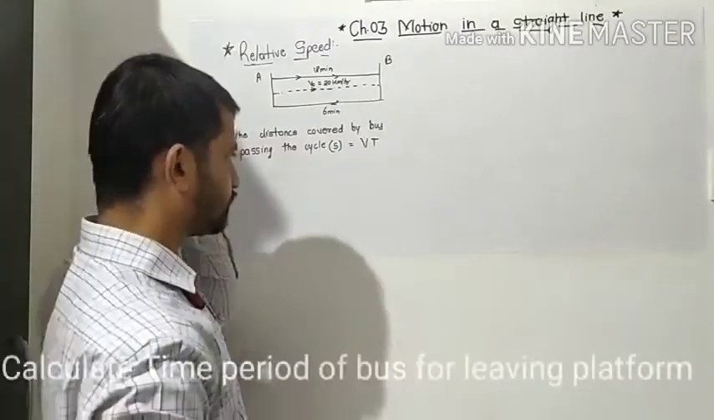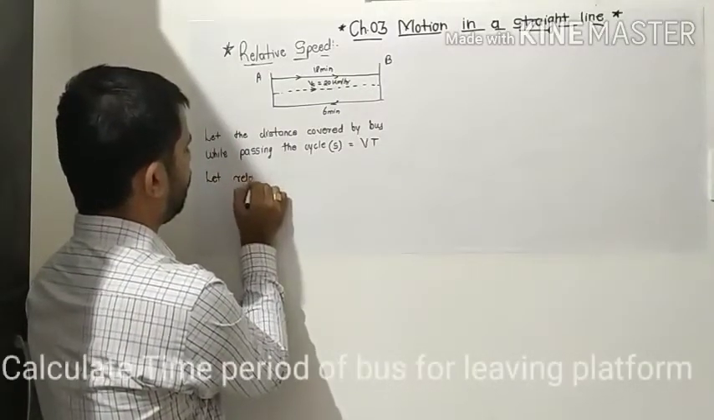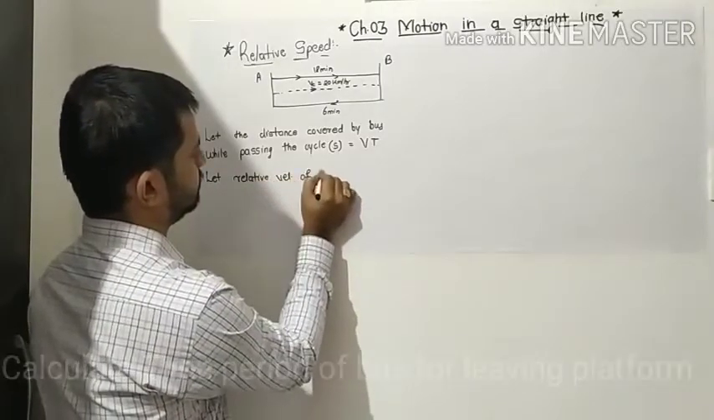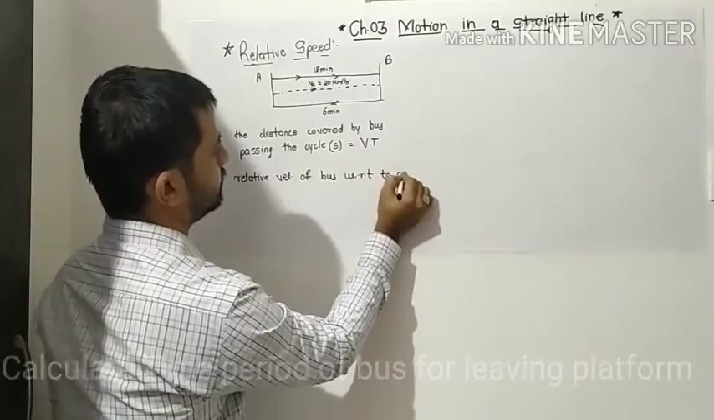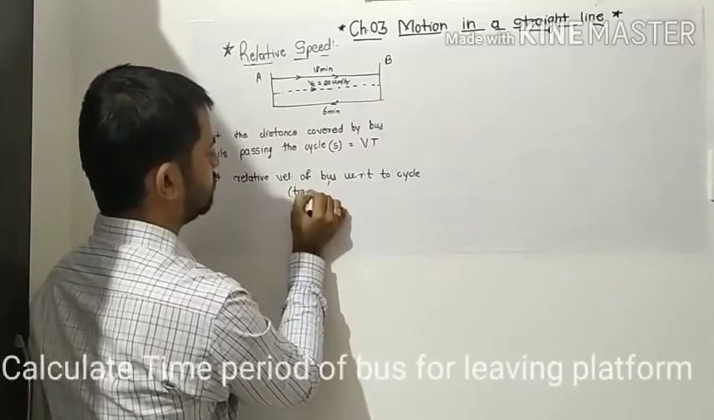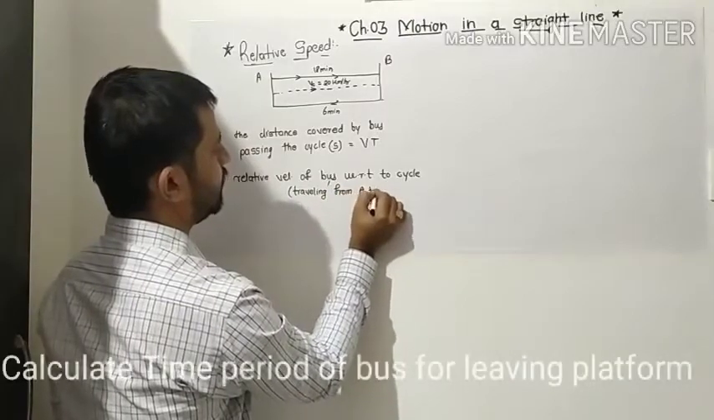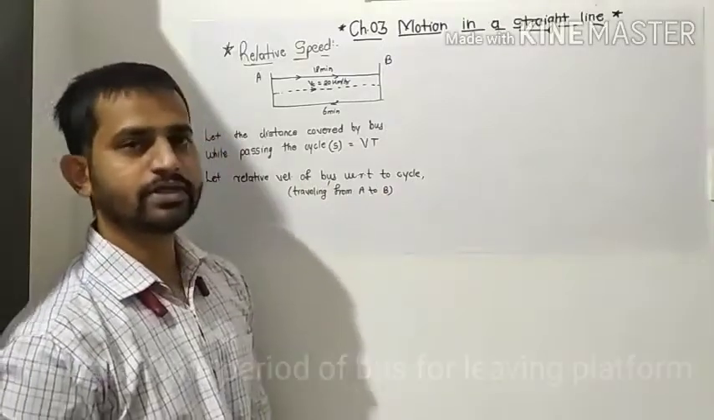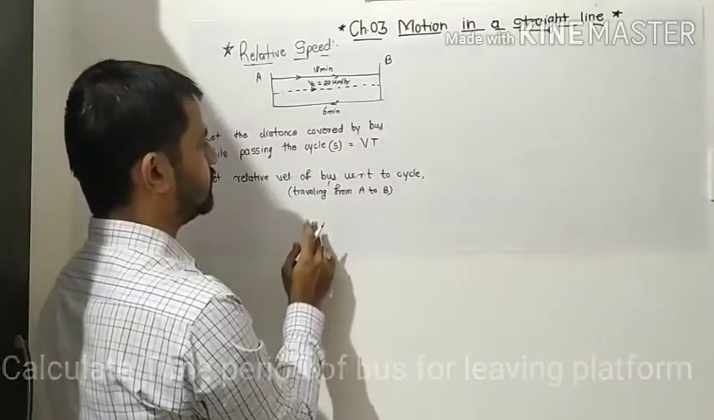Now let the relative velocity of bus with respect to cycle be considered. Here it is traveling from A to B. The bus is traveling from A to B, so how do we calculate the relative velocity of bus with respect to cycle? How much is it equal to?